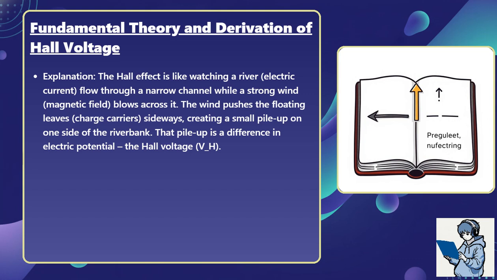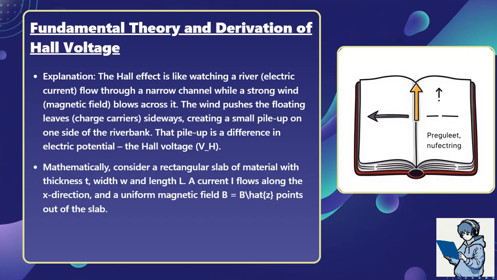Explanation: the Hall effect is like watching a river (electric current) flow through a narrow channel while a strong wind (magnetic field) blows across it. The wind pushes the floating leaves (charge carriers) sideways, creating a small pileup on one side of the riverbank. That pileup is a difference in electric potential, the Hall voltage V_H.